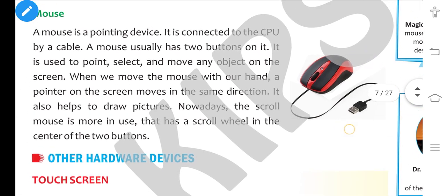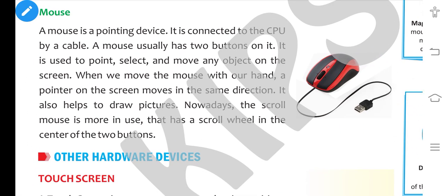So this way we can see about the keyboard. Next part of computer is mouse. Mouse is a pointing device. It is also an input device. It is connected to the CPU by a cable. So this way we can see about the main parts of computer.